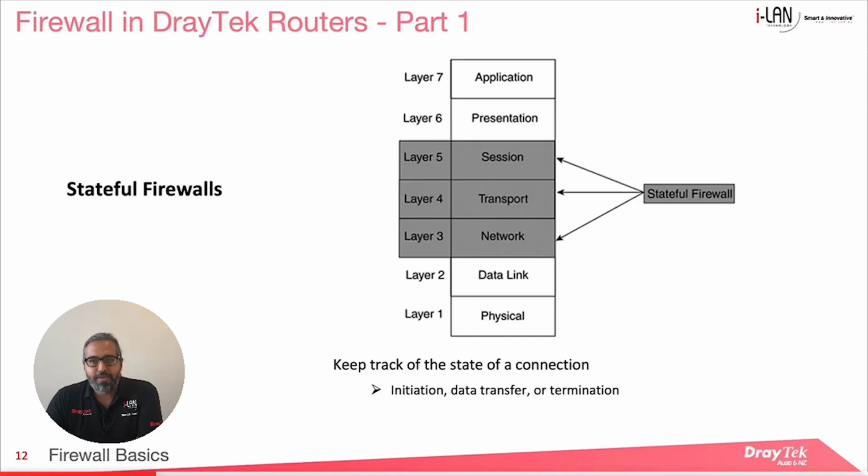The next firewall category is stateful firewalls. Unlike packet filtering firewalls, stateful firewalls keep track of the state of a connection, whether the connection is in an initiation, data transfer, or termination state. This is useful when you want to deny the initiation of a connection from external devices, but allow your users to establish connections to these devices and permit the responses to come back through the stateful firewall.